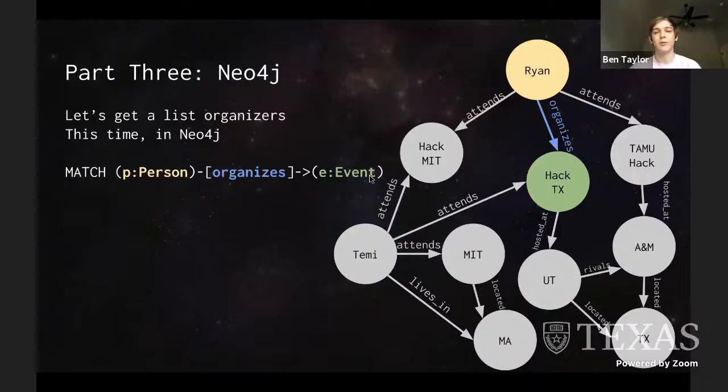So labels would be like a table. All of the events have a label event. You see it draws an arrow from this side going to that side, and the middle of it is like a label for the arrow, organizes. And at the very end, we'll say return P, comma, E. So returning that person that we matched here and the event that we matched here. And we should get back Brian and Hack Texas.